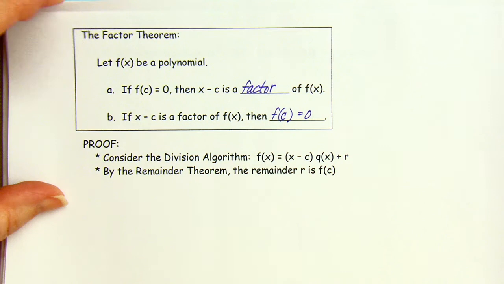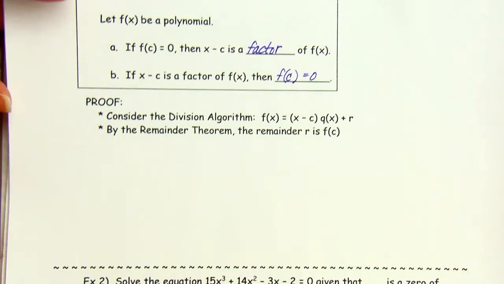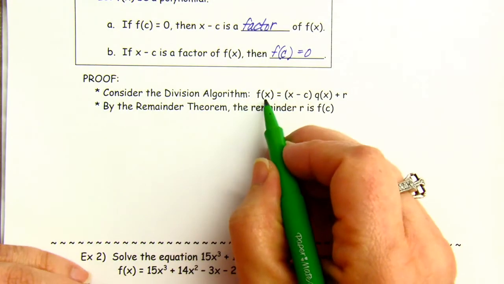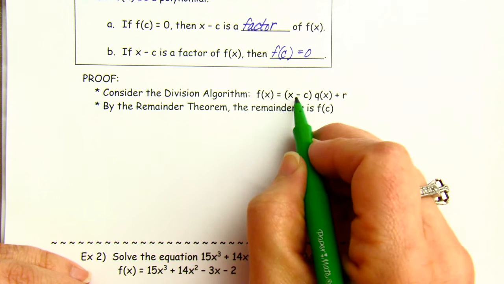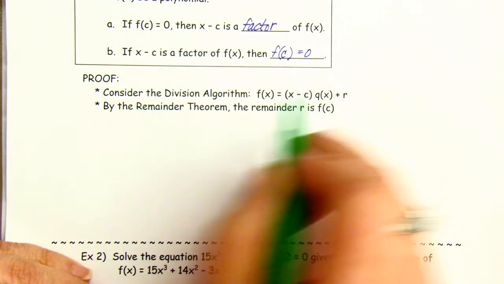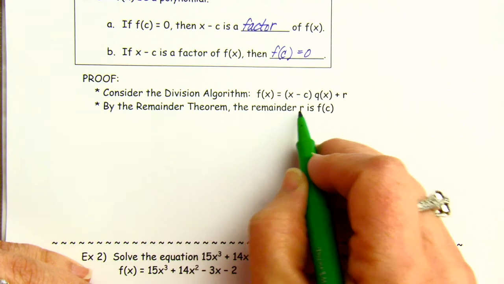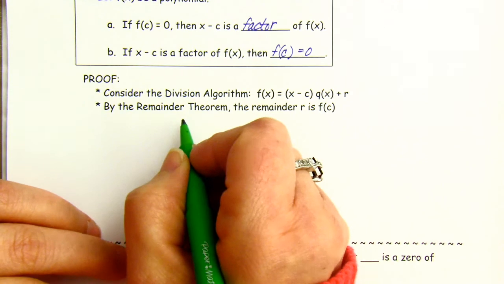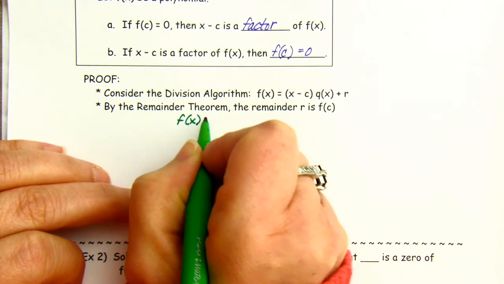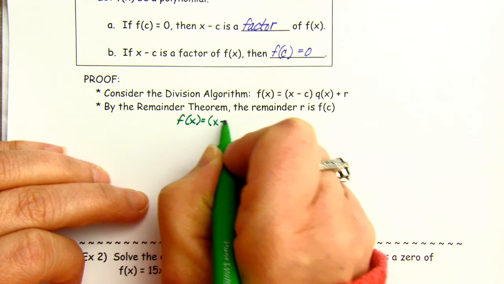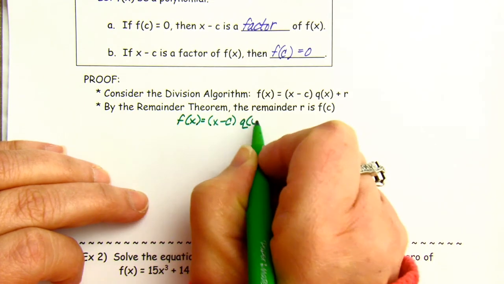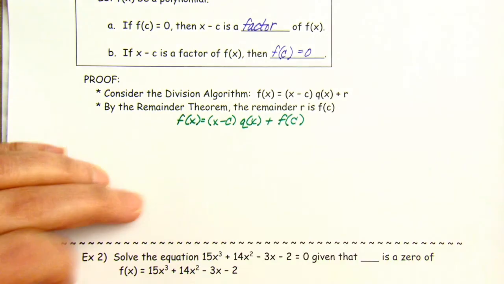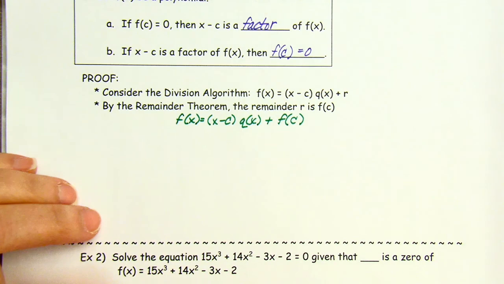All right, we're going to do a little mini proof of the factor theorem. Consider the division algorithm again. This is my dividend, this is my divisor, this is my quotient, that's my remainder. By the remainder theorem, the remainder r is f of c. So I'm going to replace this r with f of c. And I get f of x equals x minus c times q of x plus f of c by substitution. The first star.